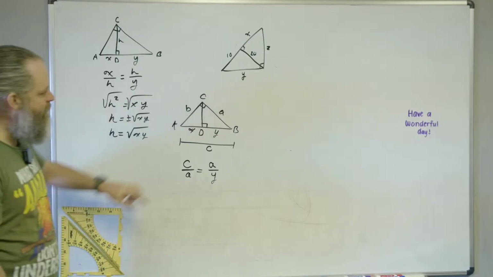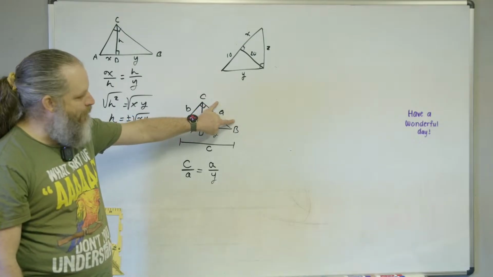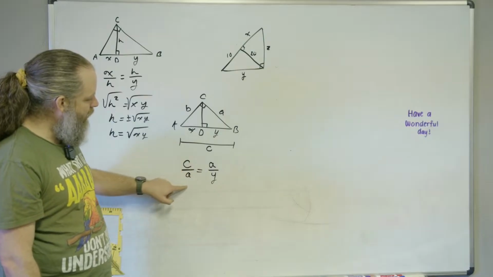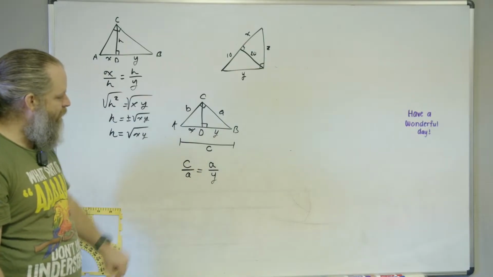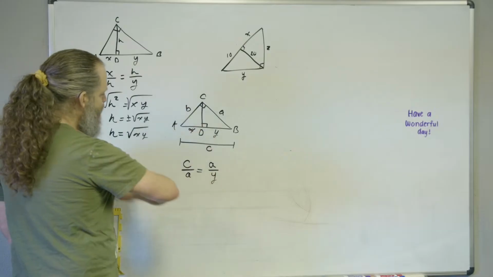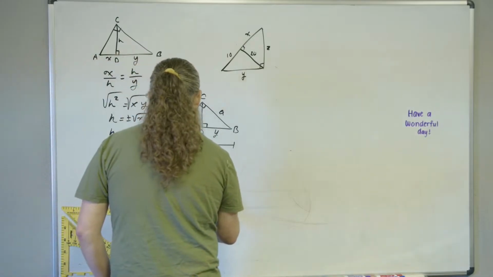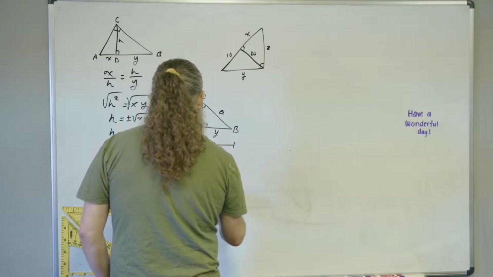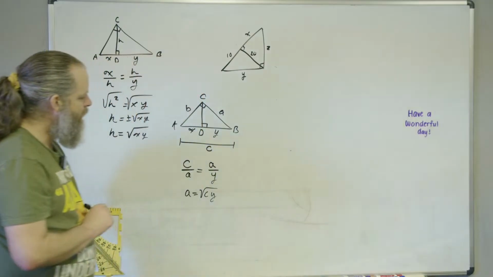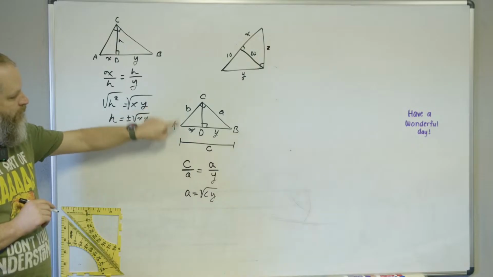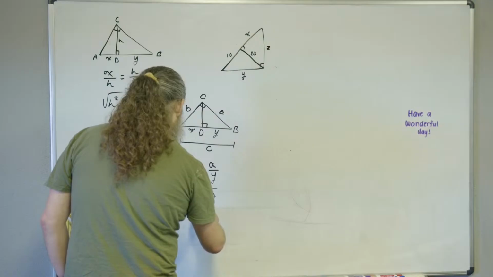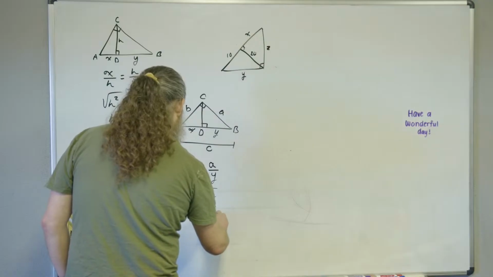So the leg is the one that stays the mean, right? And then the other two, it's the one that gets flipped back and forth. And then we solve it the same way, so I won't belabor that. We did it in the video. So A would equal the square root of C times Y. And then you can do the same proportion with the B and X side, so B equals the square root of C times X.